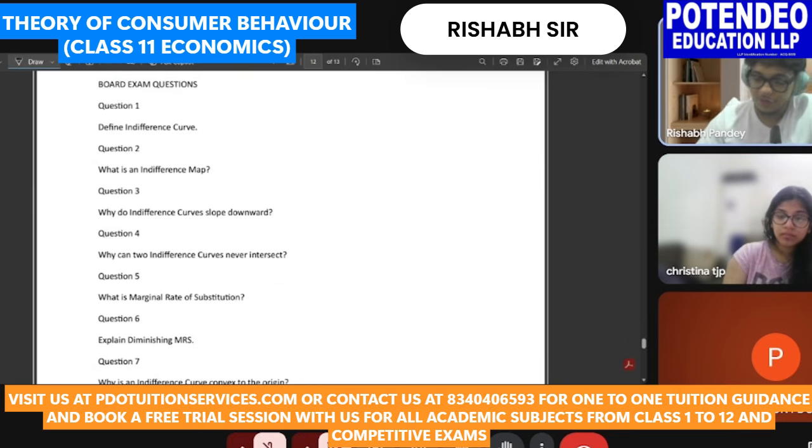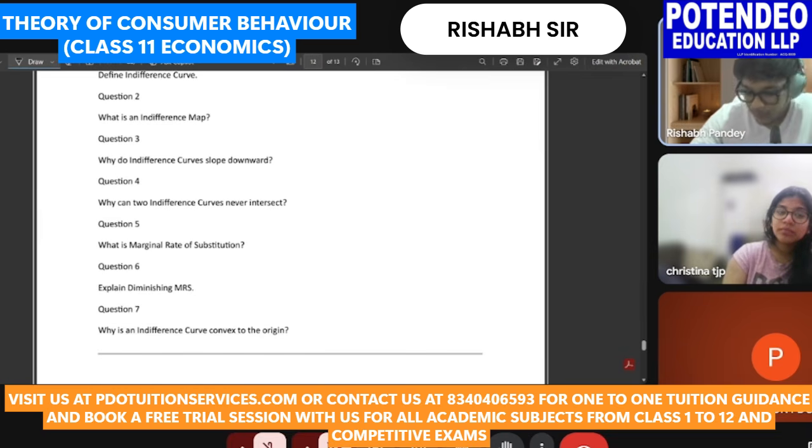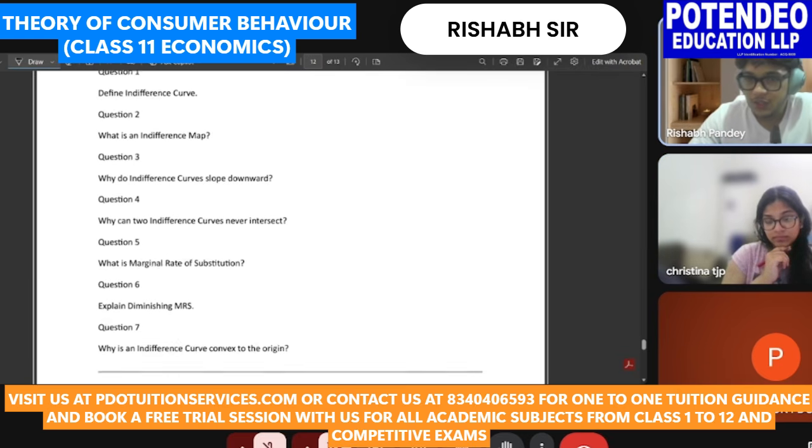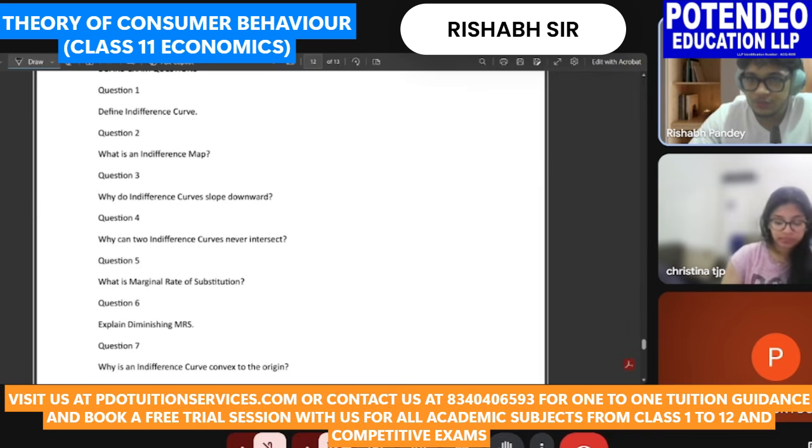As you see, this is a very fun thing. You see question number 7. Can you read this for me? Why is an IC convex to the origin? Because of diminishing MRS. Not diminishing, marginal rate of substitution. See how it's related, okay? So you can write the answer down by seeing the PDF also. Okay, please write all the questions, give me a go.